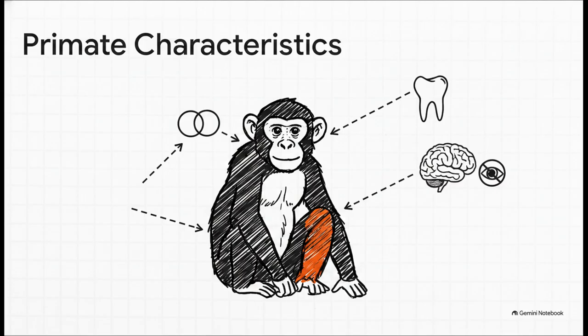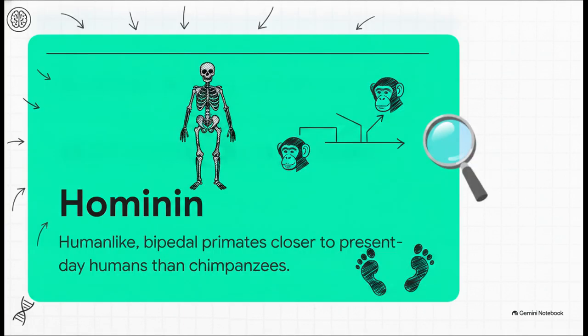But arguably the most important feature, primates have large brains, with way more brain area dedicated to vision and memory rather than, say, smell. And that brain capacity is exactly what unlocks complex problem-solving and those intricate social behaviors we see. Now, within that giant, diverse primate family tree, there's a very specific branch called the hominins.